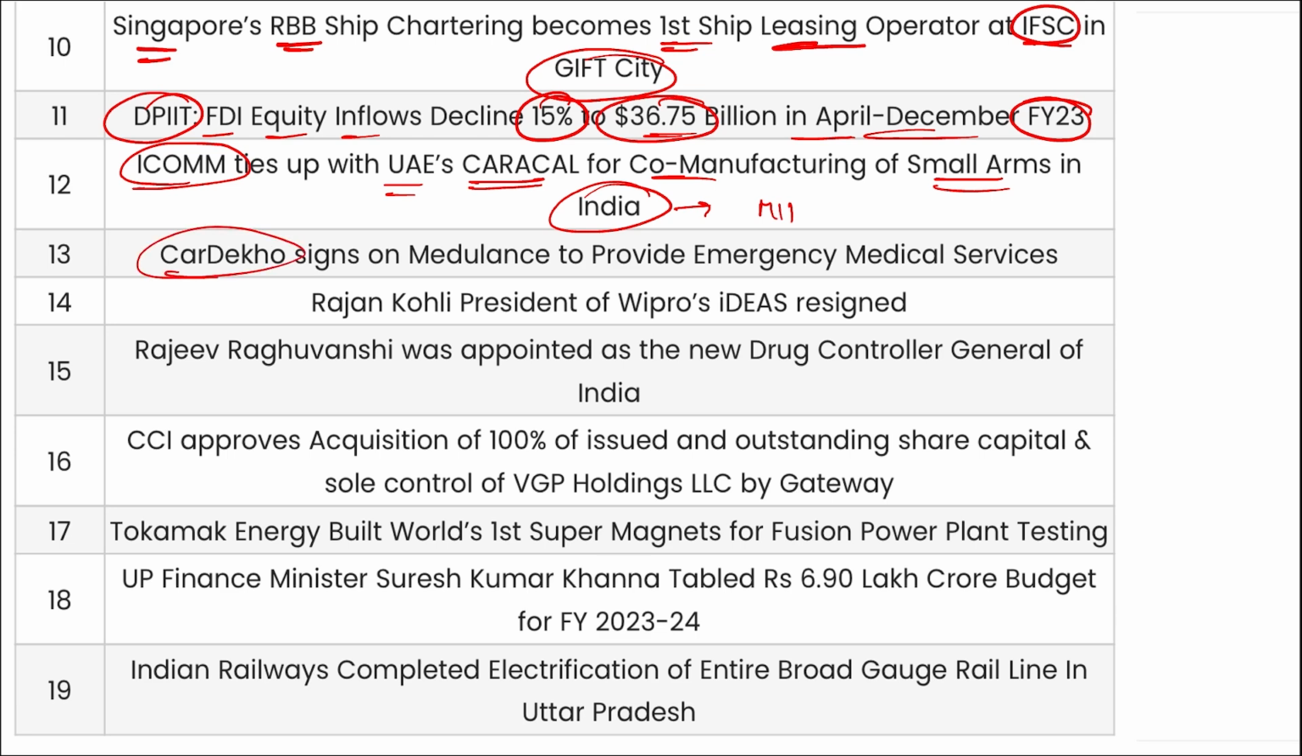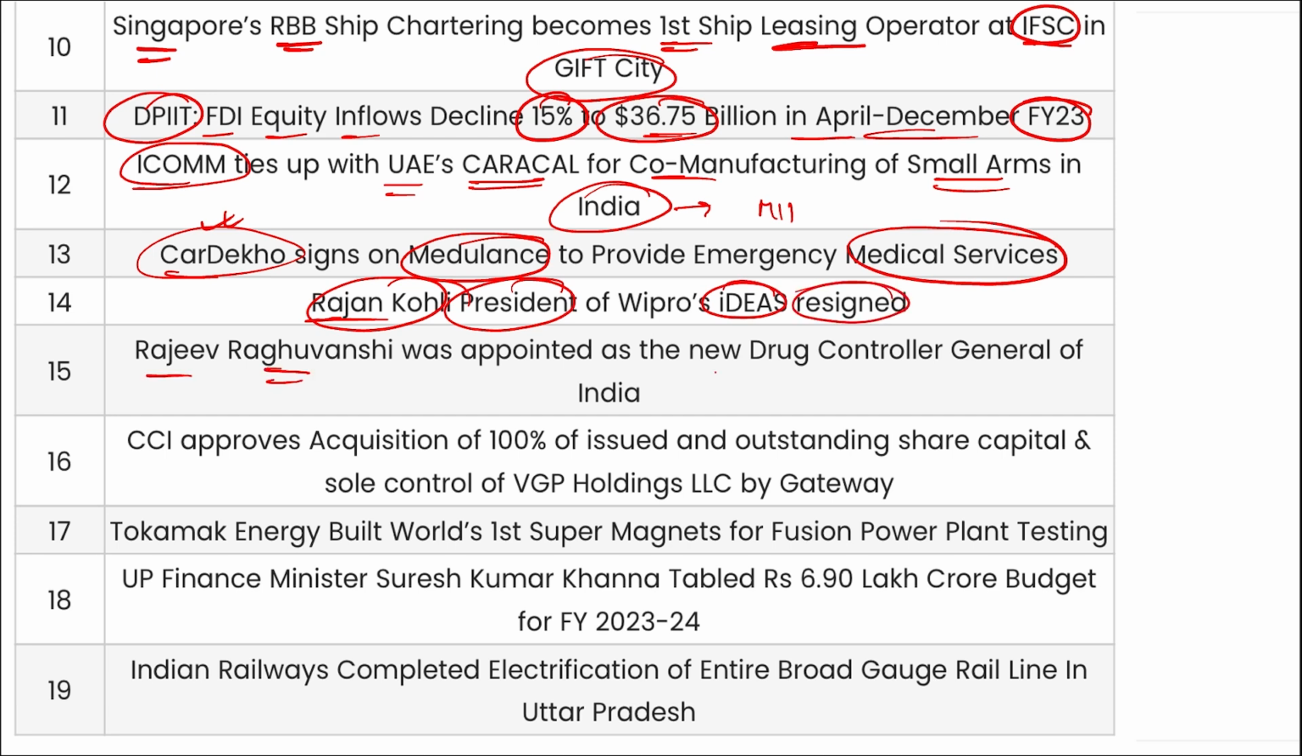Then Car Dekho, they have signed on Medulence. Medulence is basically to provide emergency medical services here. And that is your Car Dekho company, that is a second-hand used cars or used car online platform. Then Ranjit Kohli, the president of Wipro's Ideas, has recently resigned. Rajiv Raghuvanshi was appointed as the new DCGI of India.